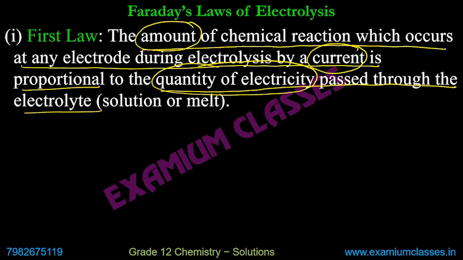You can memorize this. The amount of chemical reaction means how much chemical reaction occurs. How much electricity is passed, that much chemical reaction will take place. Less electricity passed, less chemical reaction; more electricity, more chemical reaction. So it is straightforward.